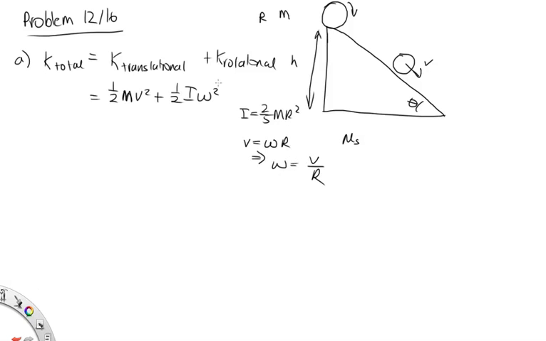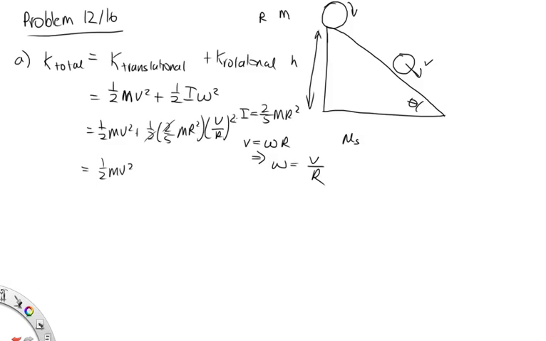Okay, so we can substitute this in here. We've got a half mv squared plus a half times 2/5 mr squared, where the 2s will cancel, and then omega squared, so this is V on r squared. Okay, so we've got a half mv squared.